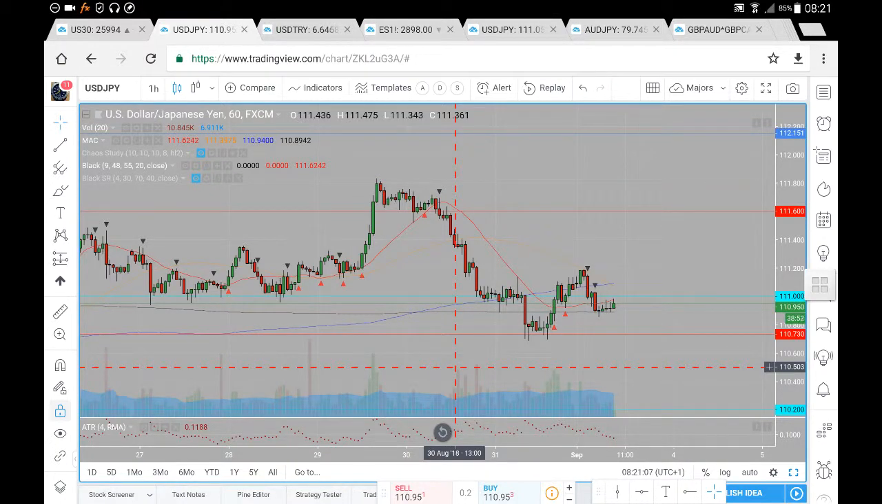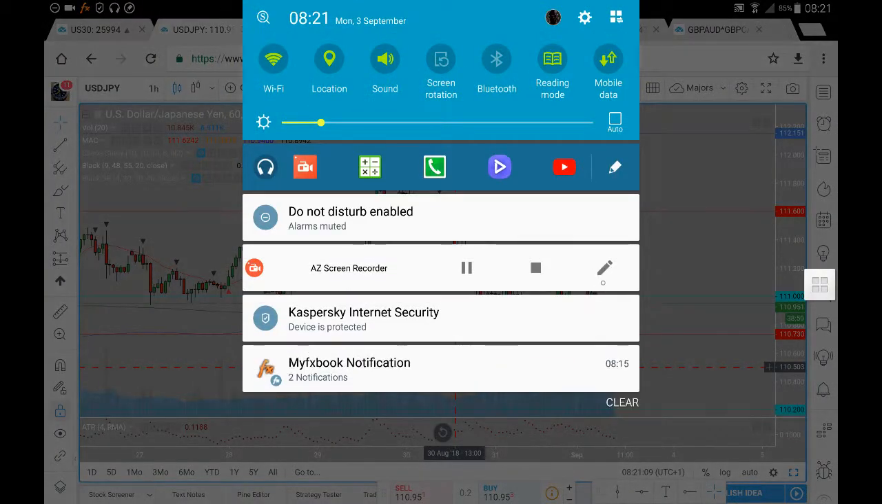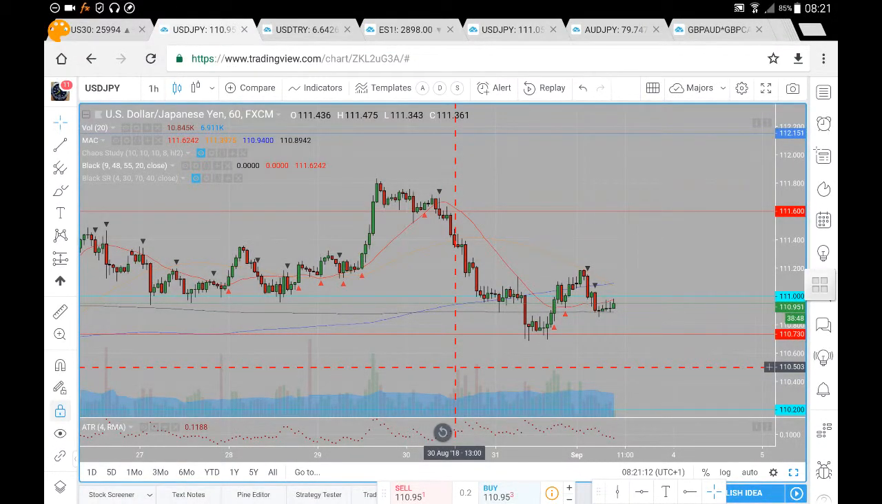So this US dollar Japanese yen analysis for Monday the 3rd of September. Now let's just have a look at prices and where prices may likely go.